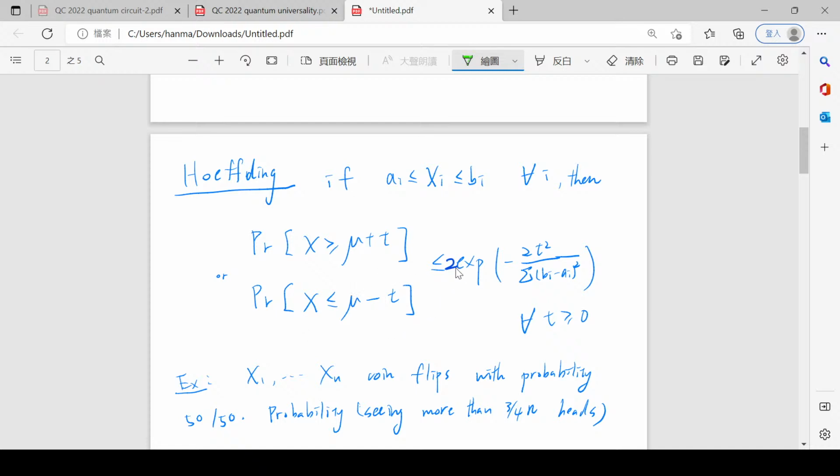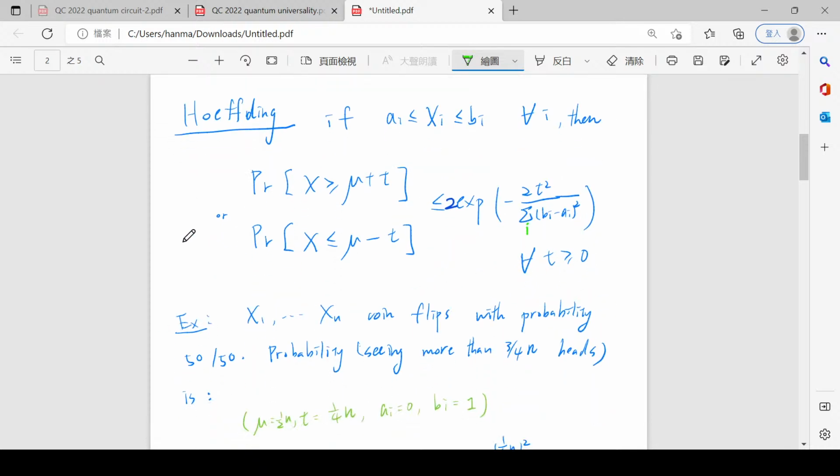So you can look up on Wikipedia. It's a little confusing, but I believe this is a true formula. It's less than 2 times exp of minus 2 times t squared, where t is this t. So you see this is exponentially suppressed by this t here, and you divide by something like the standard deviation here. So you divide by the sum over i of (bi minus ai) squared. Okay. And this is true for all t bigger than 0.